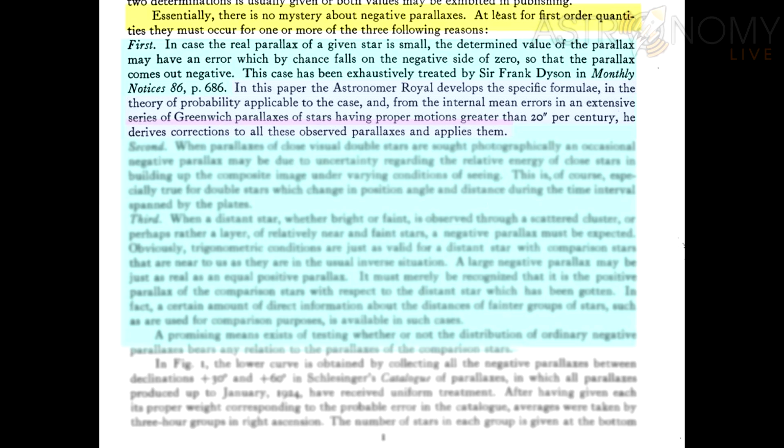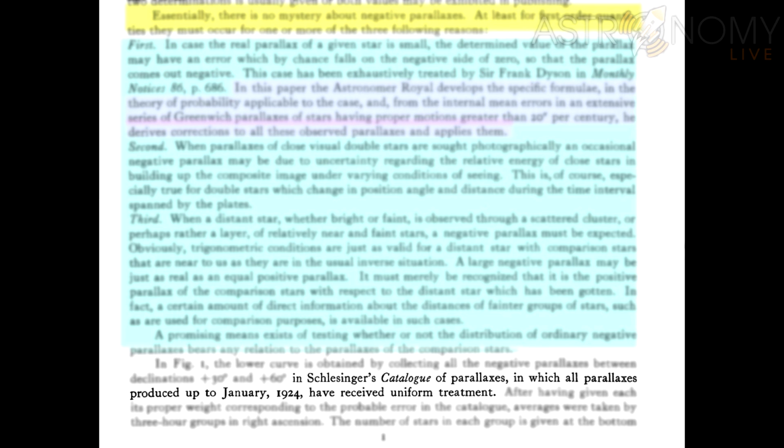If a star's true parallax angle is significantly smaller than the precision and resolution of the instrument being used to measure it, then you essentially have an equal chance of ending up with either a positive or negative number due to measurement error. This can account for a large number of stars with negative parallax that is very close to 0 in any given catalog. In this particular case, the paper is citing Schlesinger's Catalogue from 1924.